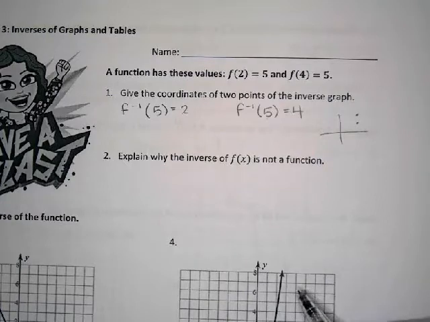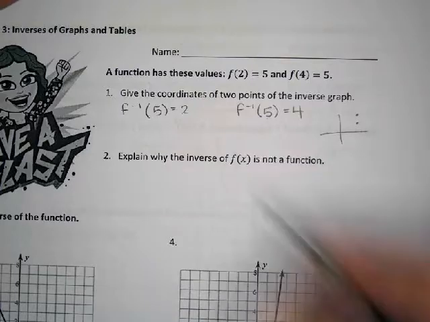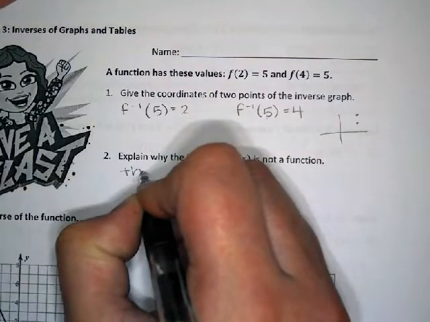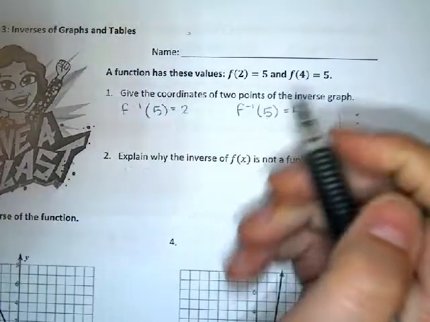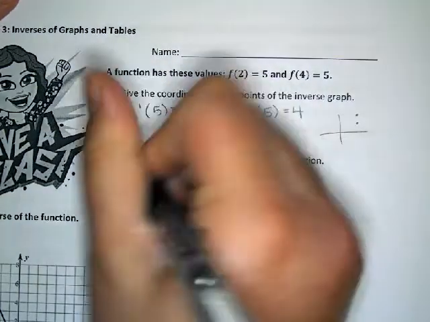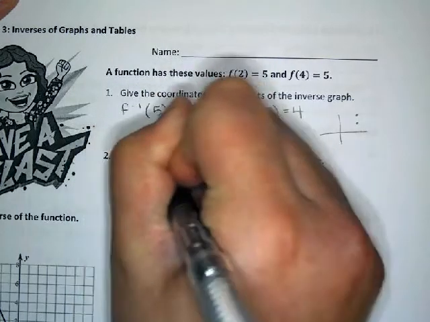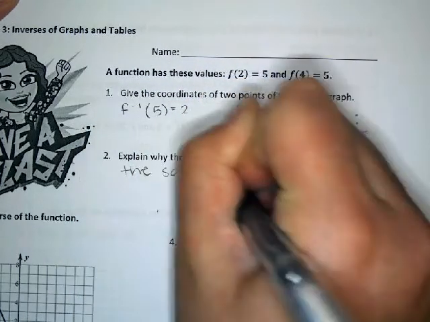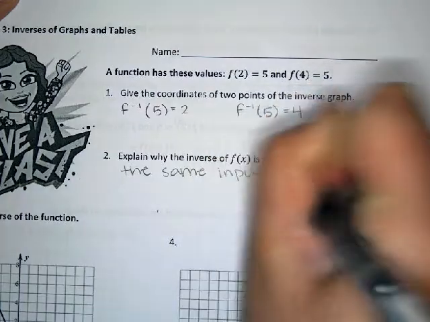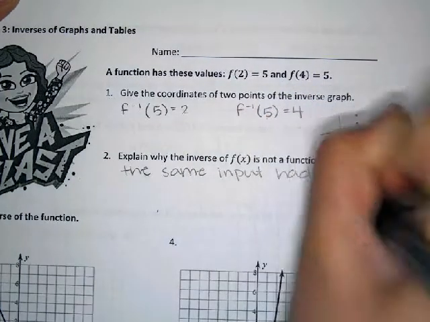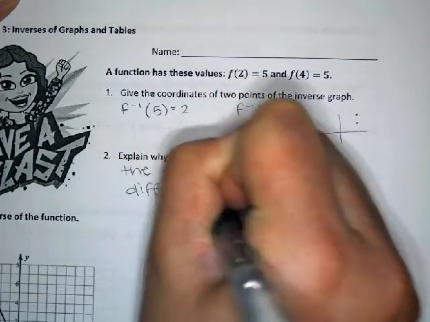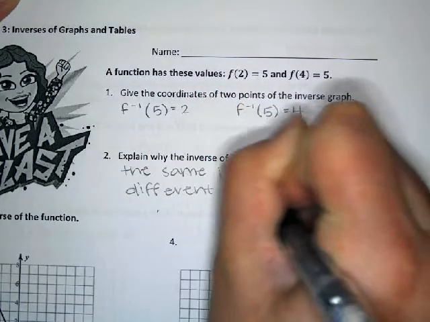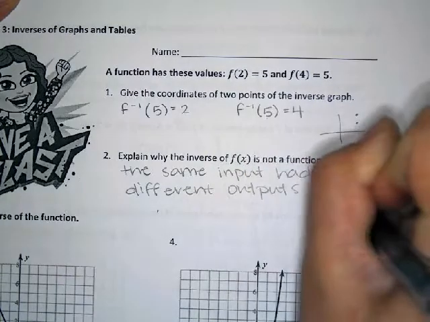So we're going to say 2 different inputs. Sorry, the same input had 2 different outputs. It did not pass the vertical line test.